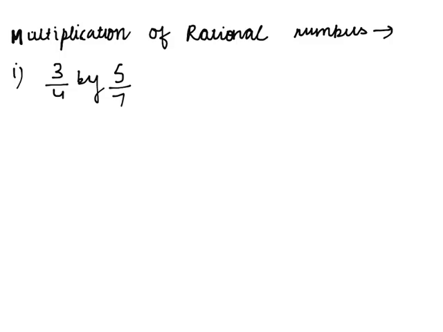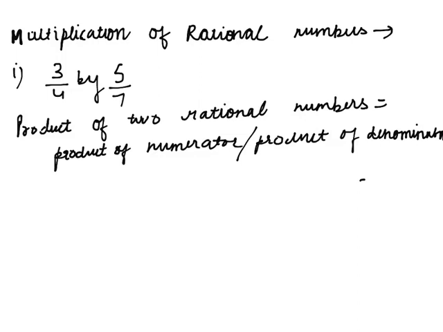Hello everyone. In this lesson we will start with the multiplication of rational numbers. In this we are taking an example like we are multiplying 3 by 4 by 5 by 7. The main thing in multiplication of rational numbers is this: we are multiplying numerator by numerator and denominator by denominator. So we can write it like 3 by 4 times 5 by 7.